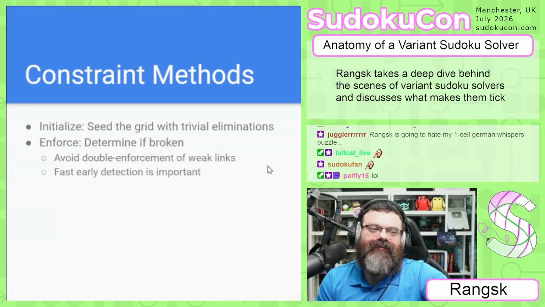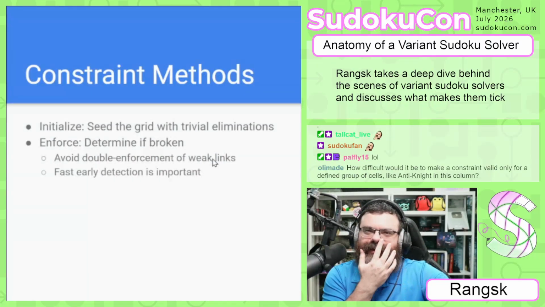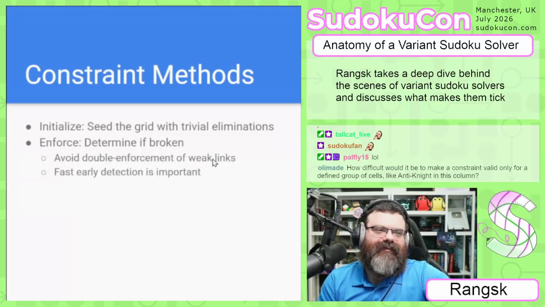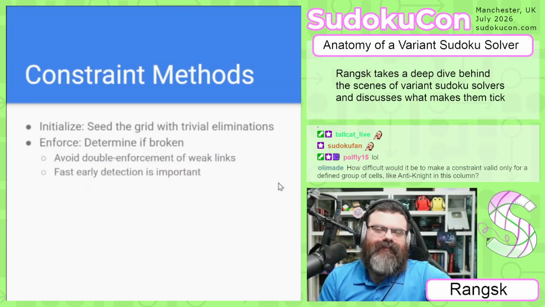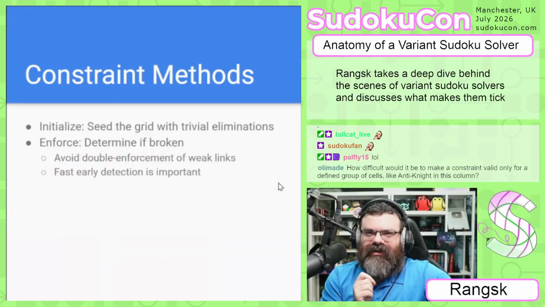Avoid, this is just a tip, avoid double enforcement of weak links. If you've already registered a weak link, you will never encounter a situation where that weak link is violated. So there is no reason to double enforce that. So if you have a pure weak link constraint, you do not need to implement enforce. And I will say that fast early detection is important. If you can think of a way to do it quickly, it is good to put it in enforce.